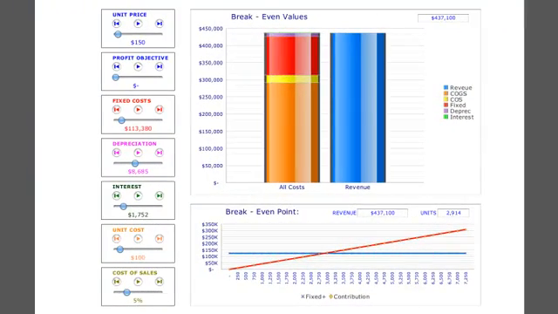To explore the break-even points much further, you can make changes to many other assumptions like unit costs, sale price, or cost of sales.